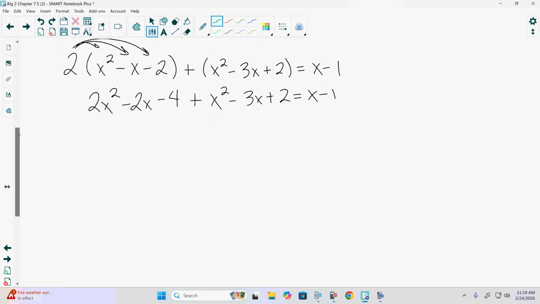Now we can combine like terms. We start with the biggest exponent. So 3x squared, negative 5x.